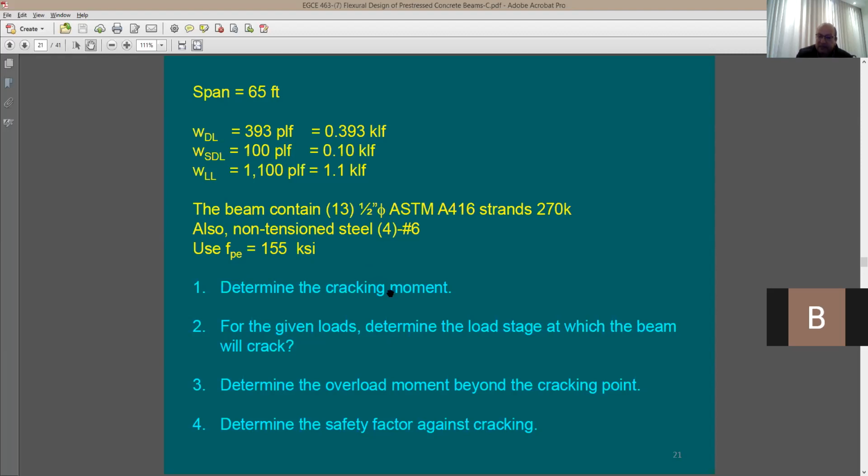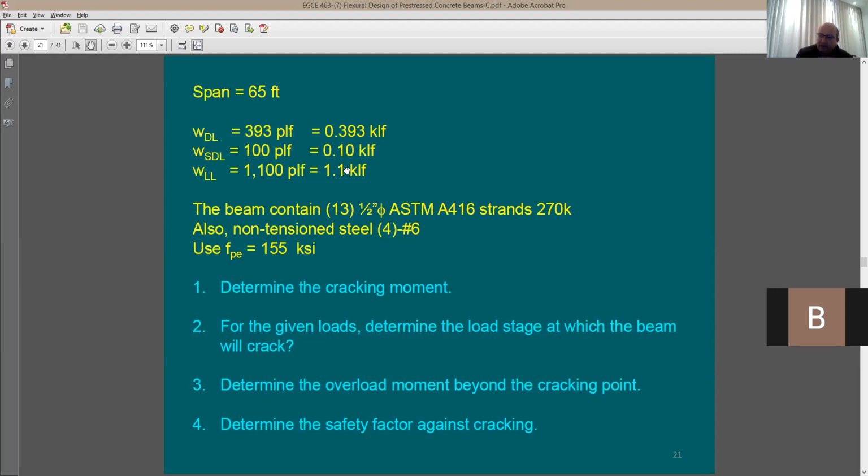Number one, it says determine the cracking moment. At what point do you think the moment that this beam here is going to be cracking, in terms of what moment? Second item, it says for the given loads, determine the load stage at which the beam is going to crack. For example, do you think the beam is going to crack once you just support the beam at 2 supports, one at each end, with just the self weight of it? Or once you add the superimposed dead load and you don't have the live load yet? Or is it going to crack when you add the live load?